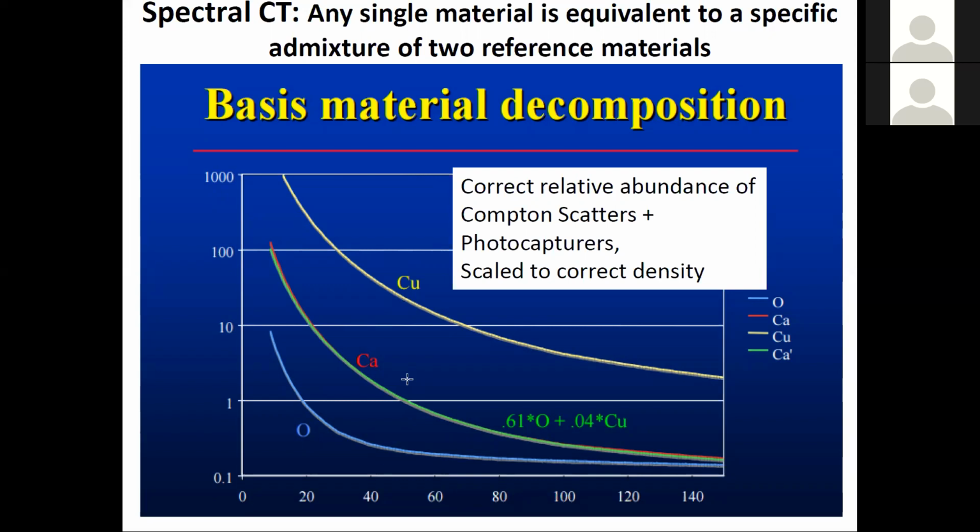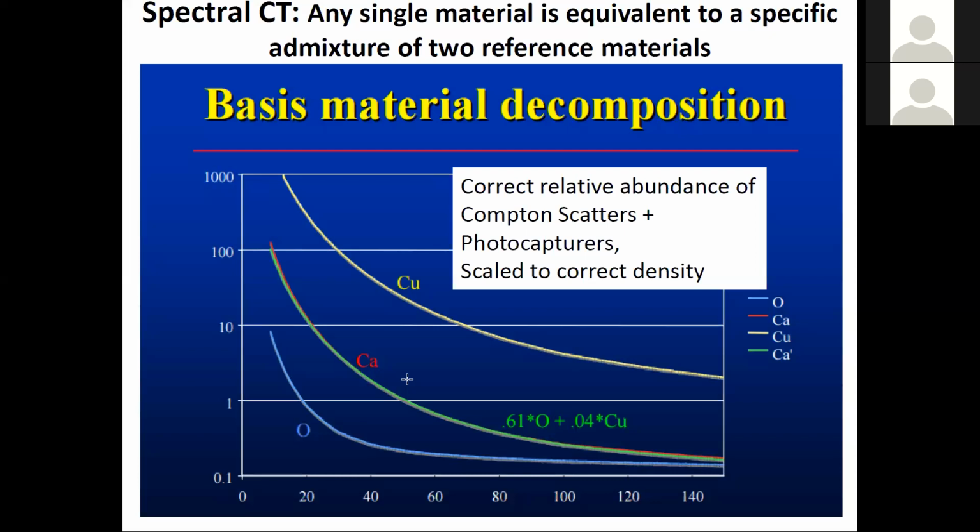So to that extent, all you're saying is what's your spatial density of photocapturers and of Compton scatterers. You can reproduce the desired density of each of those two if you can tune the abundance of the material and its Z. So you can replace any material by a pair, or the other way around. That's what basis material decomposition sort of means.